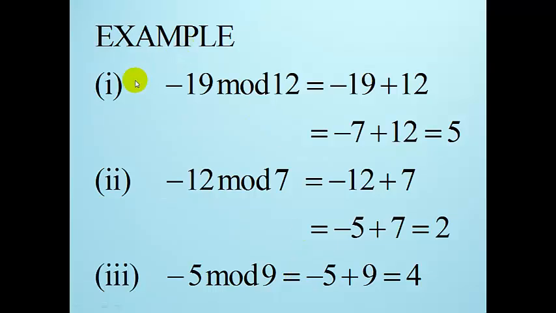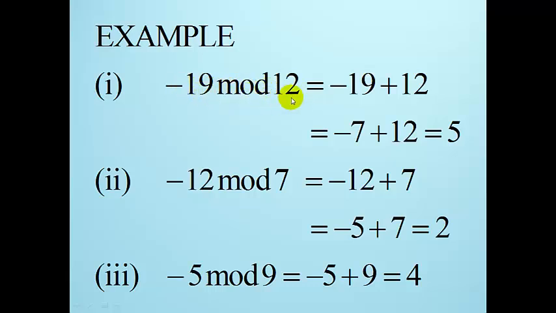Now, example, minus 19 mod 12. Because the number is negative, that is minus 19, and we are working in mod 12, we keep on adding the modulo to the minus 19, that is the number, till we get the first positive number, and the first positive number becomes our result.